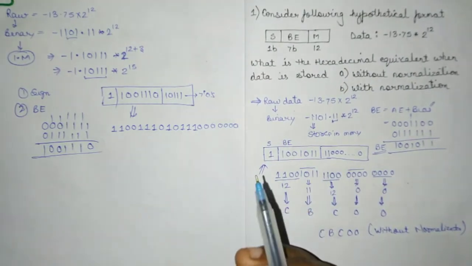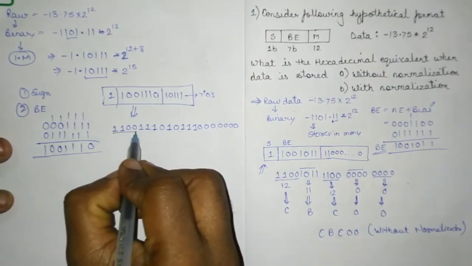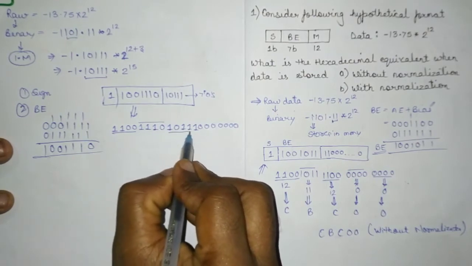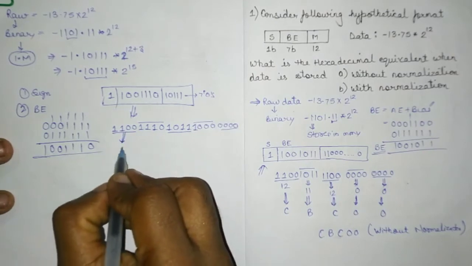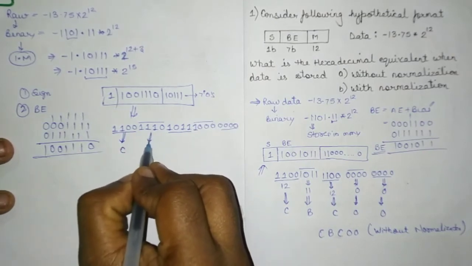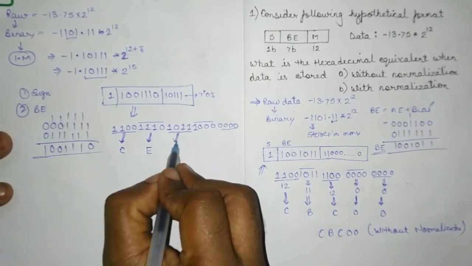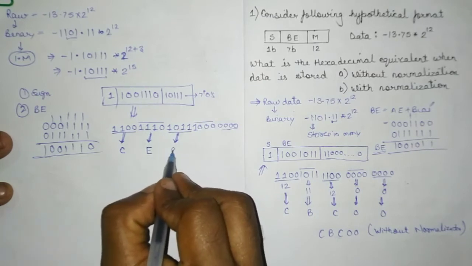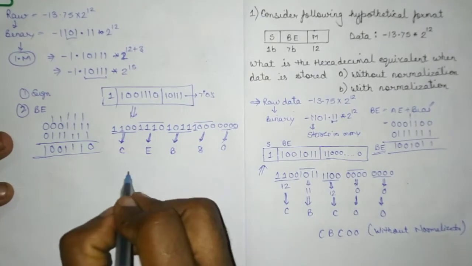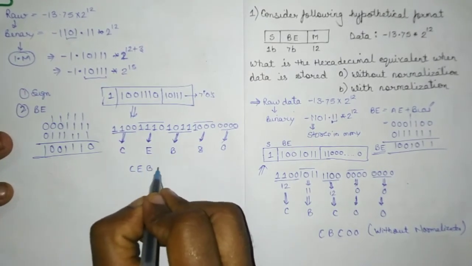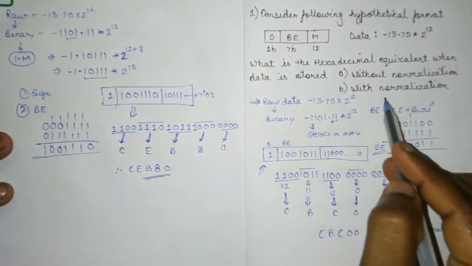Now we have to pair it in 4 values, because we have to find the hexadecimal equivalent. So this 4 along with this 4, these 4 along with these 4 along with these 4. So this is 12, which is nothing but C. Now this is 14. 14 is nothing but E in hexadecimal, right? And this is B, and this one is 8, and this one is 0. So what is the final value? CEB80. So this is the final value with normalization.